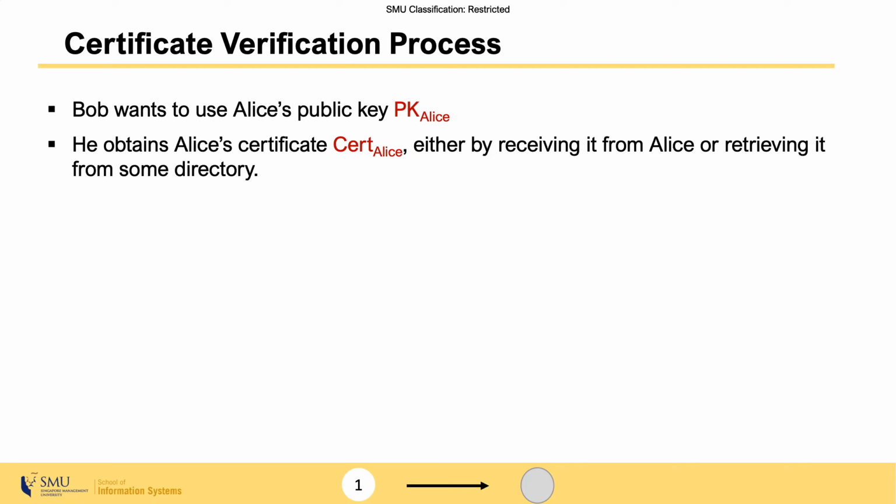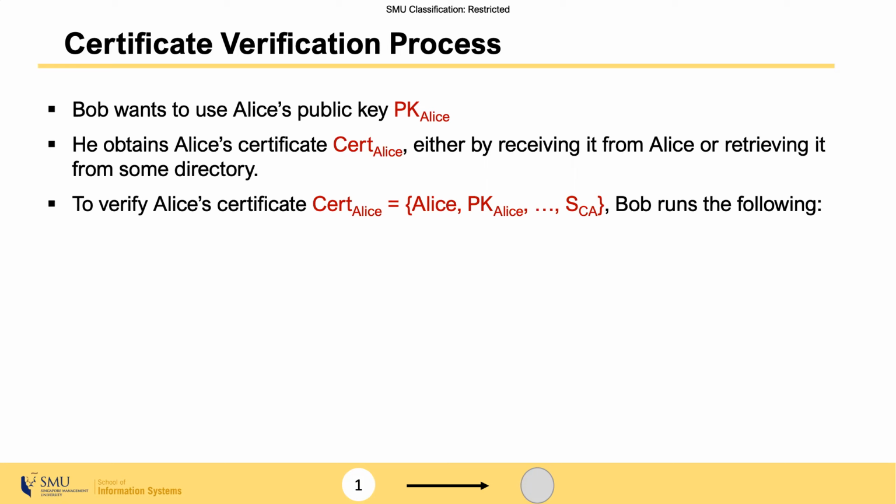Bob wants to use Alice's public key. So first of all, he obtains Alice's certificate either by receiving it from Alice directly or retrieving it from some kind of public directory. After all, certificates are not meant to be private because a certificate contains a public key, and a public key is supposed to be accessible by the public. So to verify Alice's certificate, which contains, among other things, the identity information about Alice, the Alice public key, and the digital signature signed by the CA, which is signed over the contents of the certificate.